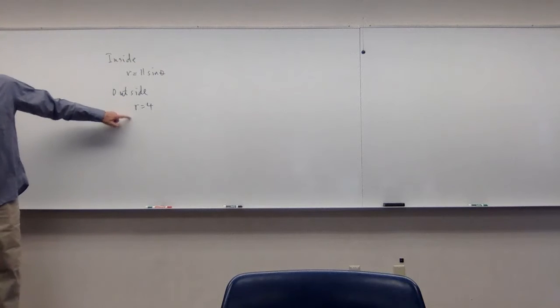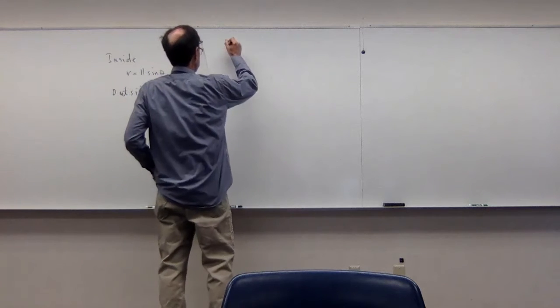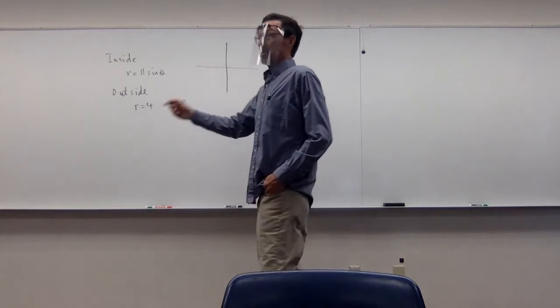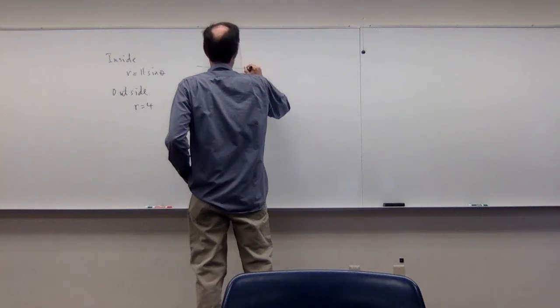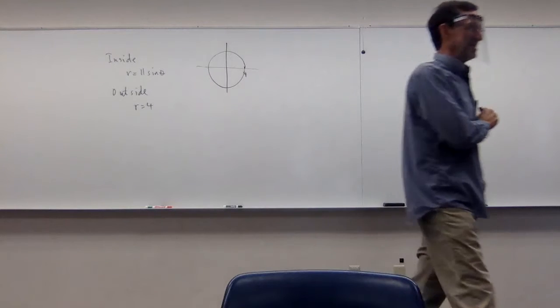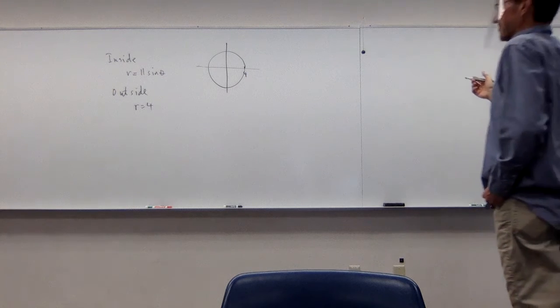What's the graph of this polar function? It's a circle. What's the center of that circle? The origin. At the origin, the radius is 4. That's the easy one. 11 sine theta is also a circle. If we'd had a little more time, we'd have worked that. Let's do it right now.